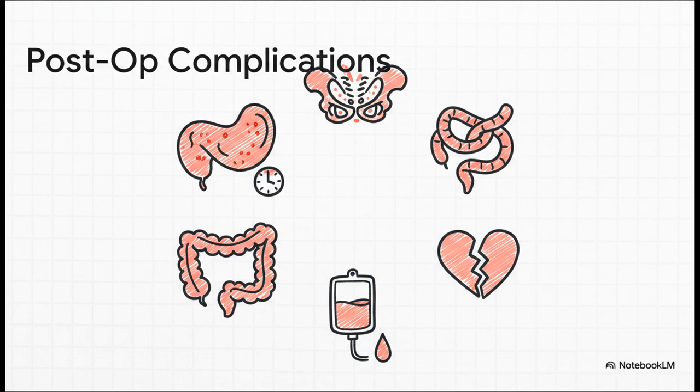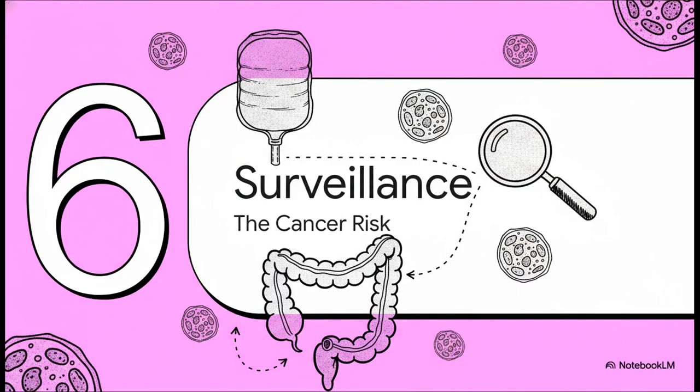Looking longer term, we have to counsel patients about risks like sexual dysfunction or infertility, which are really tied to the second stage surgery, the proctectomy. Other potential issues are hemorrhage and stricture formation. And of course, way down the line, if they eventually get a pouch, we have to be ready to manage pouchitis.